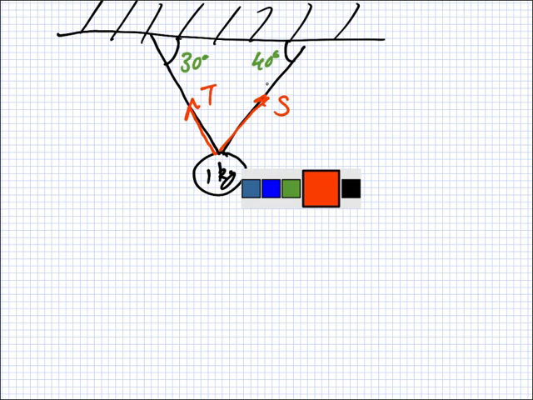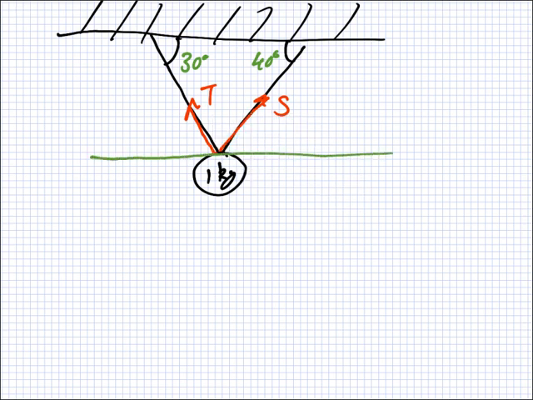So let's use Lami. To get started, I'll just make my life a little bit easier by putting in an X and a Y here. Okay, so if this is 40, how much is this here?